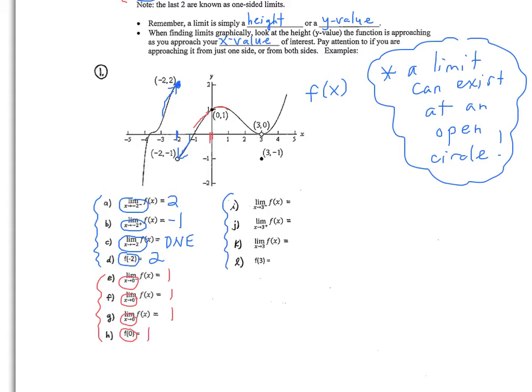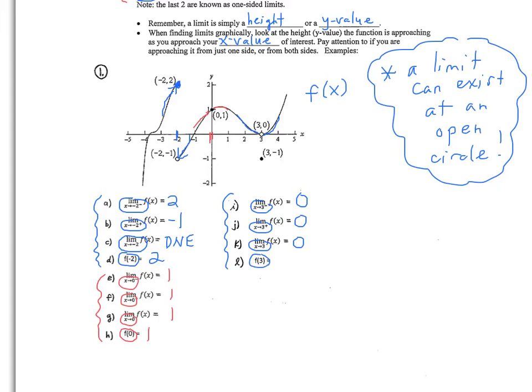So we want to approach 3 from the left, and then from the right, and then overall. As I approach 3 from the left, as I get closer and closer to it, you can see that the y value is 0. As I approach 3 from the right, as I get closer and closer to it, we can see that the y value that time is 0, which makes the overall limit 0 as x approaches 3 from each direction.